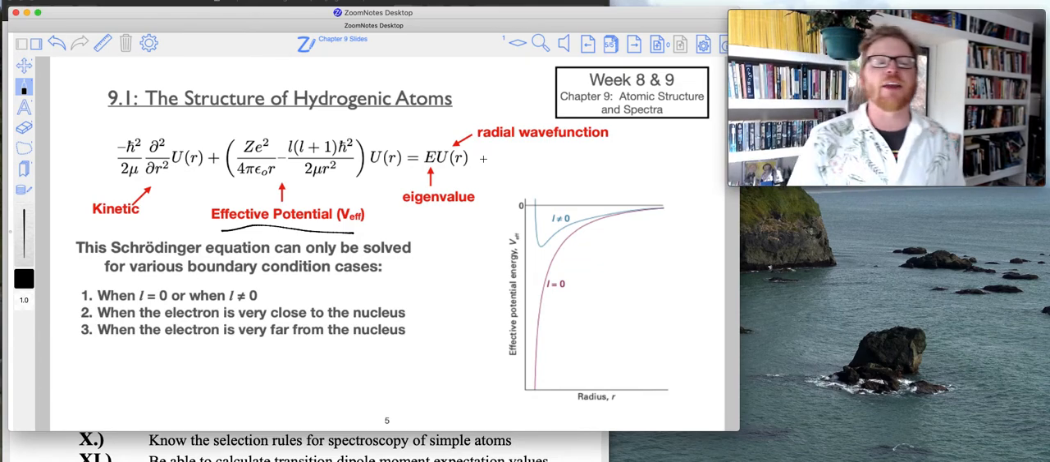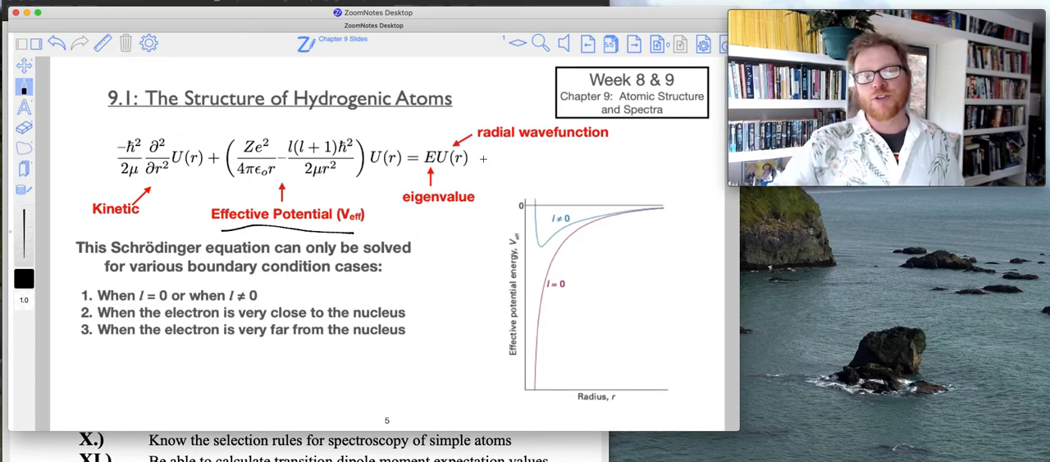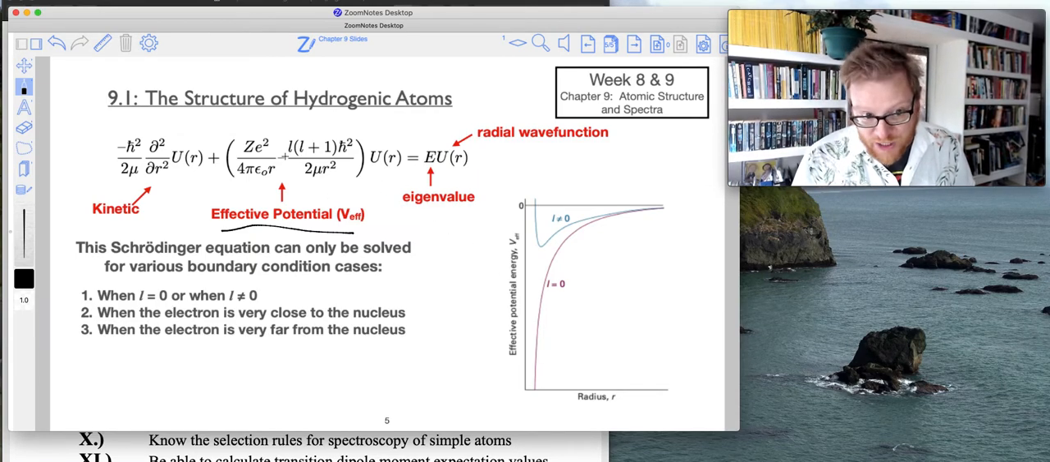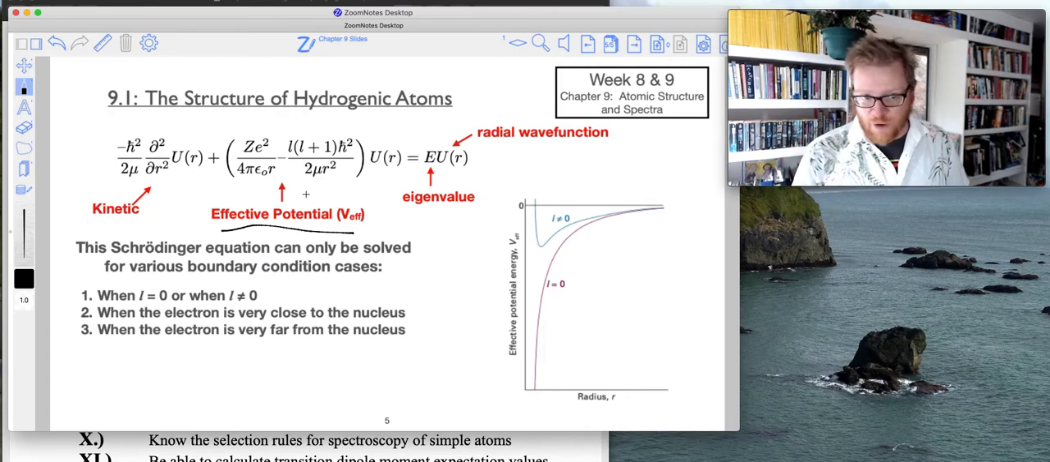So what we've done here, we've eliminated the angular component, and really, I shouldn't even say that. We haven't eliminated the angular component. We've just reduced the angular component to its eigenvalue, which is that negative L times L plus 1, okay? So the angular wave function is not in here anymore, okay?